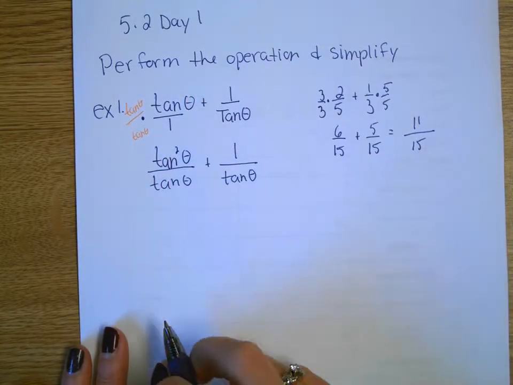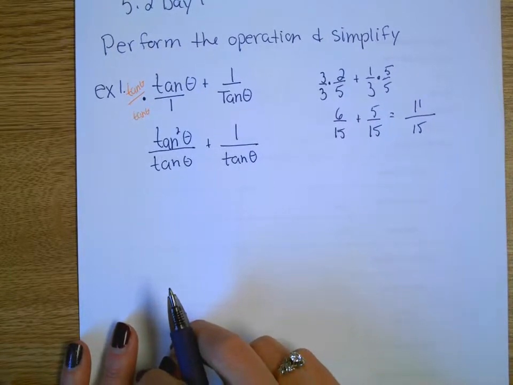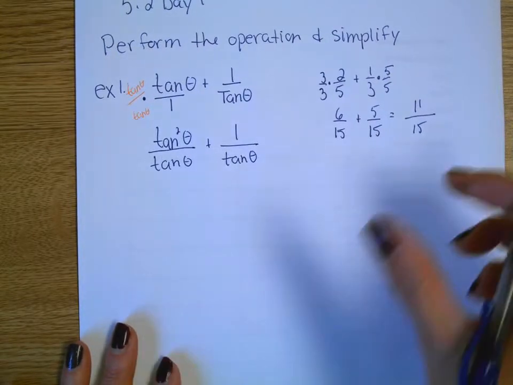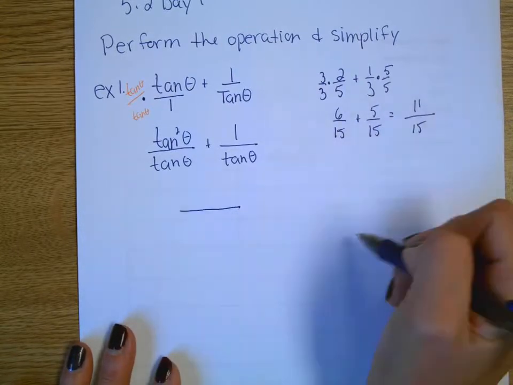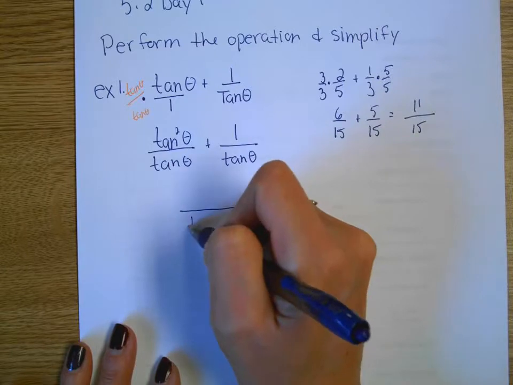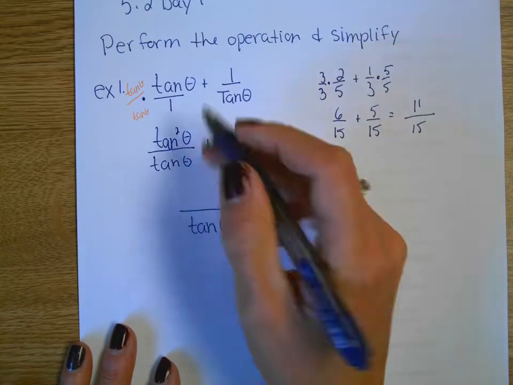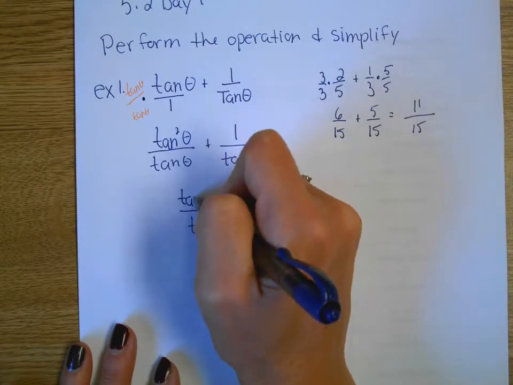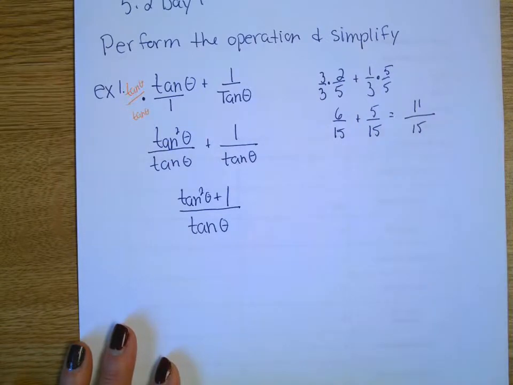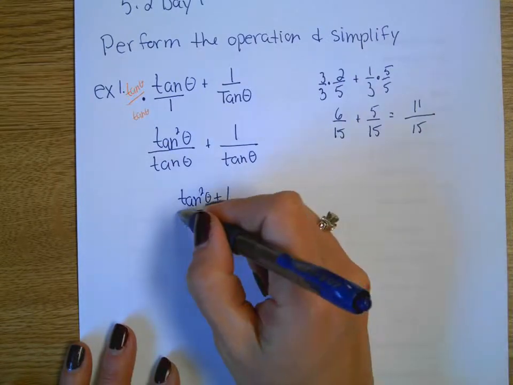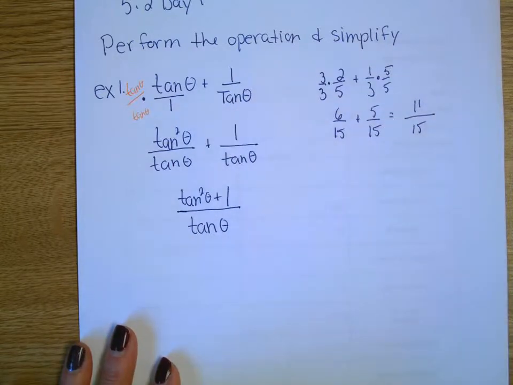After we got the common denominator, what did we do when we added fractions? We squish them together to make one fraction out of them. What's the denominator on my one fraction? Tangent. My numerator, I'm going to add tan squared plus 1. You have to keep that 1. So I've performed the operation. I've added the fractions together.